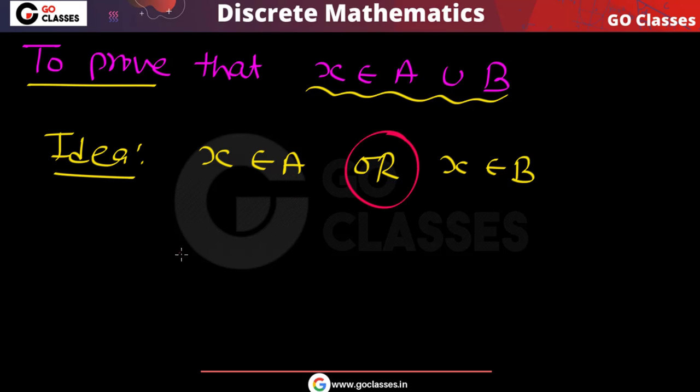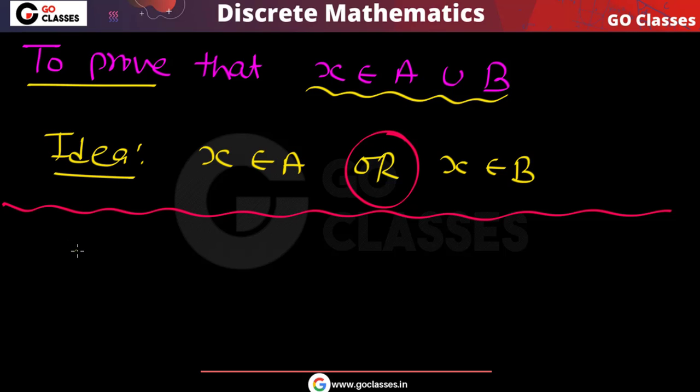Either this you prove or this you prove, because if x belongs to A, then automatically x belongs to A union B. If x belongs to B, then automatically x belongs to A union B. So either you prove this or you prove this. Whichever is simple, you can do that. So to prove x belongs to A union B, this is the idea. Let's see the next one.